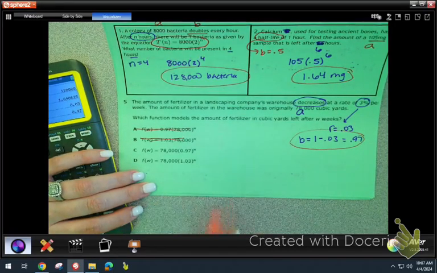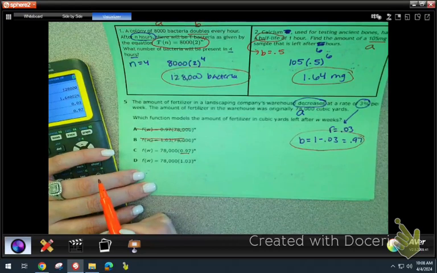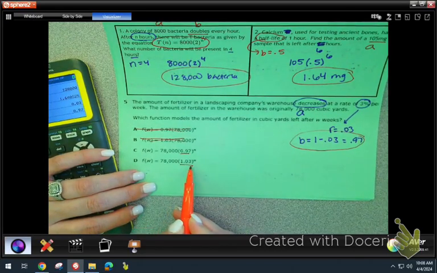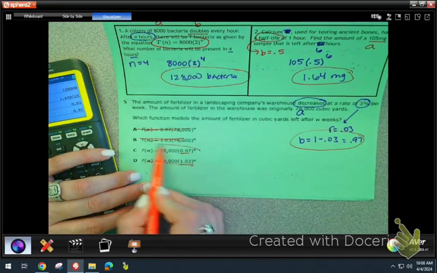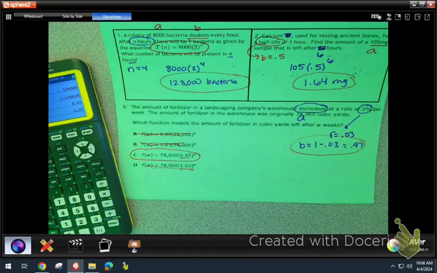Now, answer choice C, our B value, 0.97. Does that mean it's decreasing? Yes. What about 1.03? What would that mean? That would be increasing. So does that match? No. So what has to be the answer? Okay, so a lot of these are really easy like that.